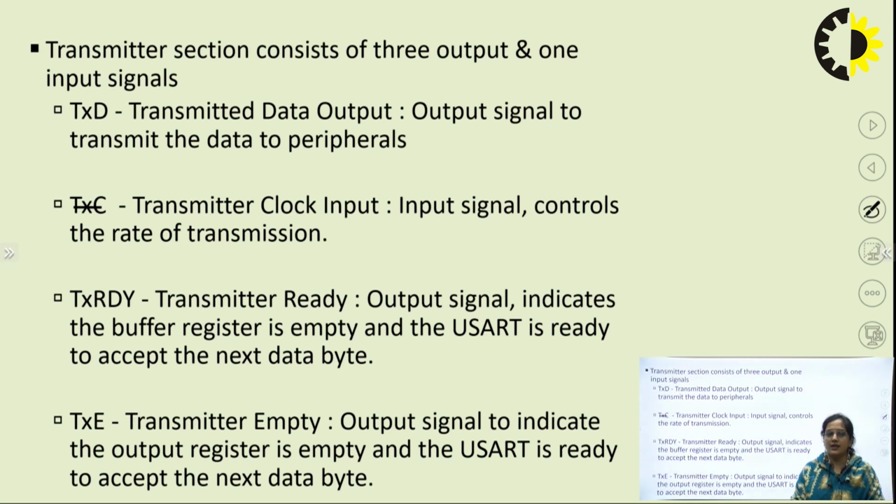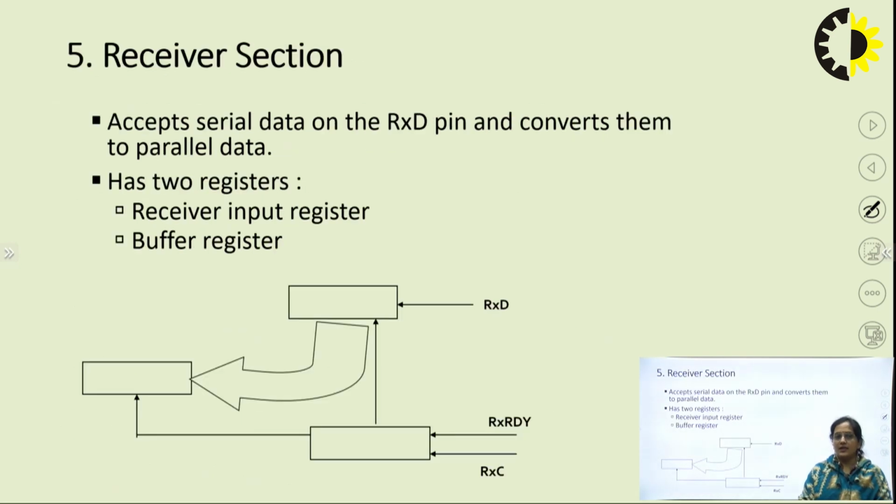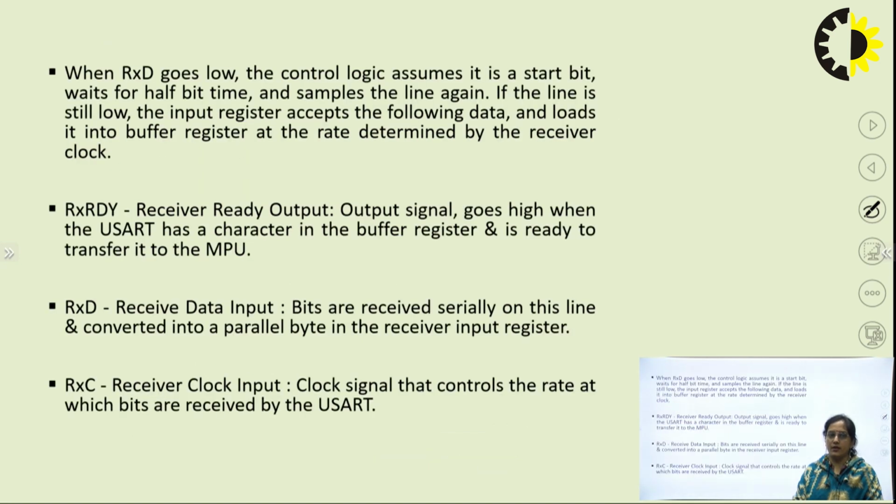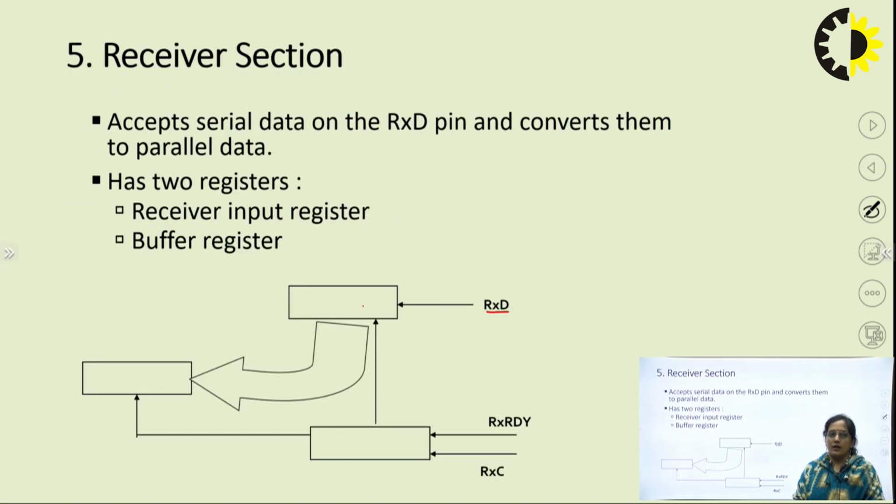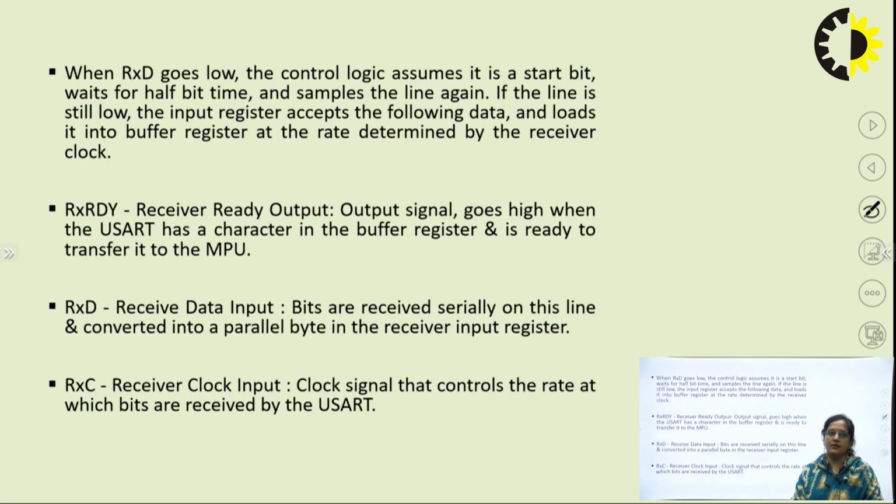The output signal indicates the register is empty and the USART can accept the next data byte. Similarly, in the receiver section, whatever data is received from RxD will be stored in the receiver buffer. There are two registers, the receiver input register and the buffer register. So the receiver signal will receive the data and then go low.